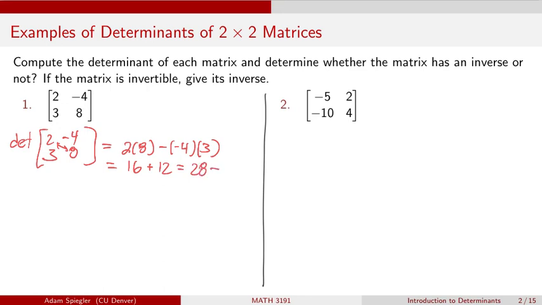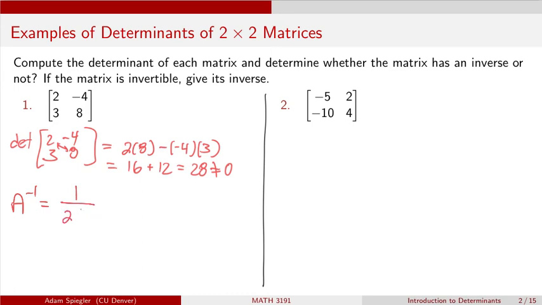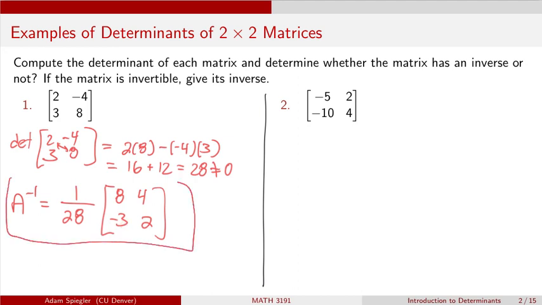This determinant not being 0 means that A does have an inverse, and the inverse is going to be 1 over the determinant, which is 28 in this case, times the matrix where we flip the diagonal entries, changing the 8 and the 2, and change the sign of each of the off-diagonal entries. So the -4 becomes a +4, and the 3 becomes -3. Now we've got a formula for the inverse matrix of A.